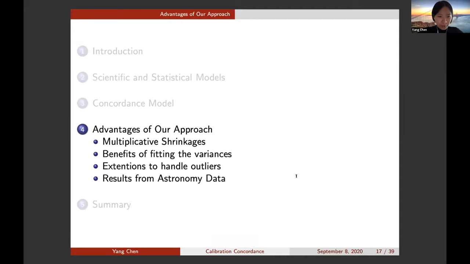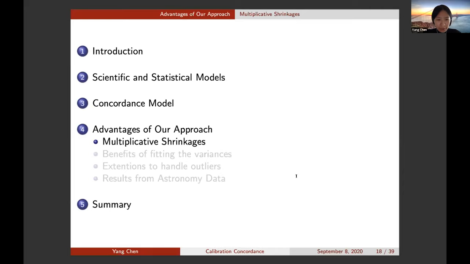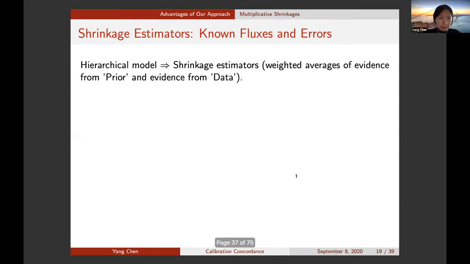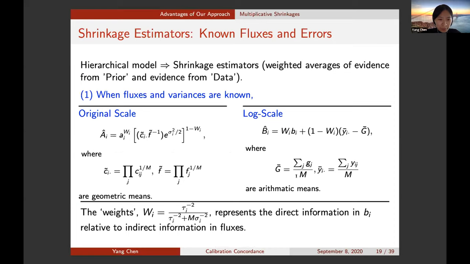So I'll just demonstrate the advantages of our model and our approach from four different aspects. The first one is an intuitive explanation or mathematical explanation of the estimates. So naturally, a hierarchical model gives shrinkage estimators. And in our model, we do have shrinkage estimators. On the log scale, as Herman just showed, the logarithm of the estimated effective area is a weighted average of the prior mean and the information coming from the observations.